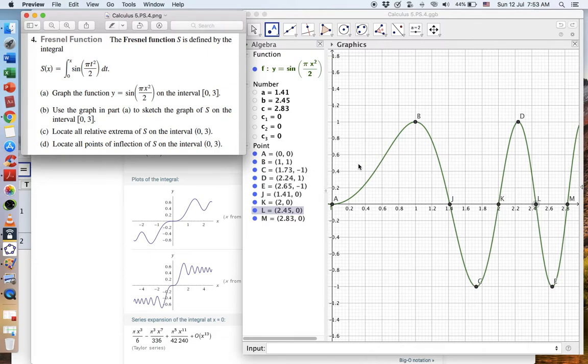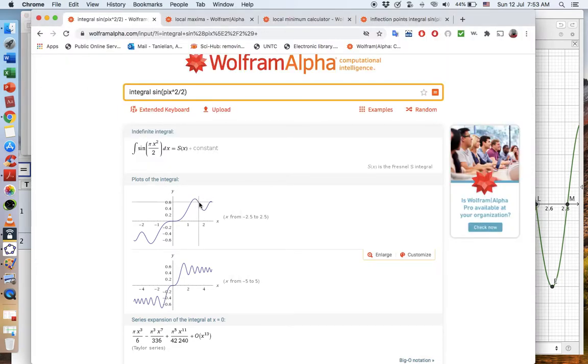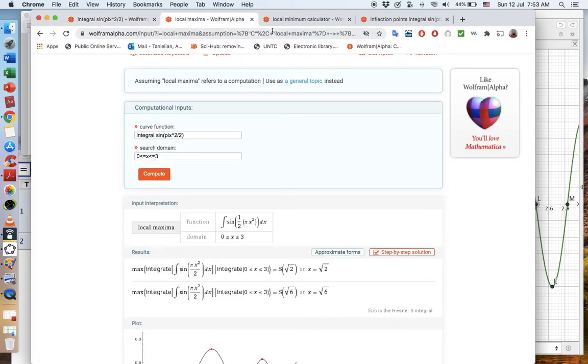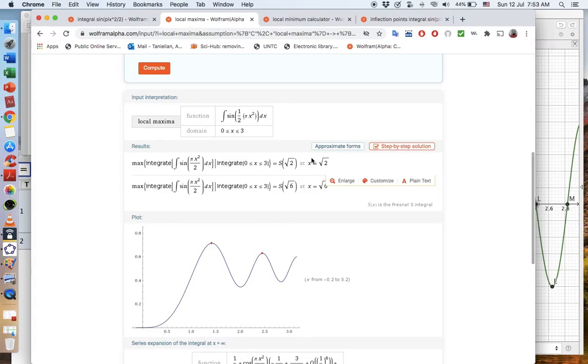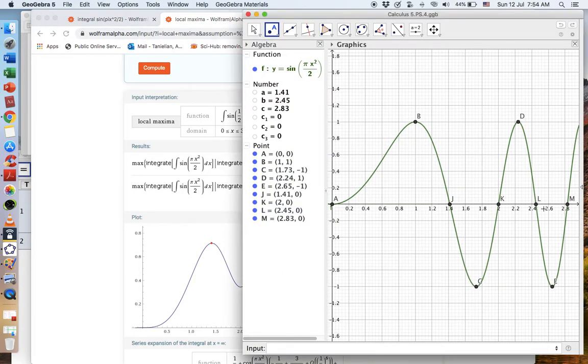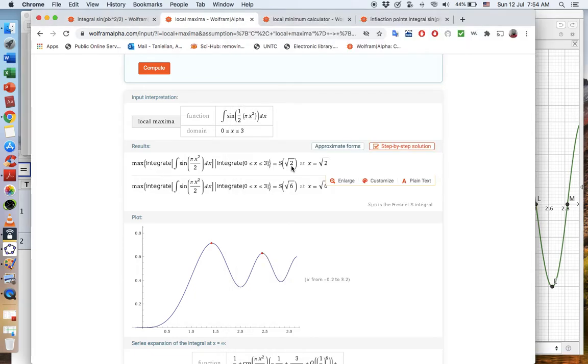The extrema are the peaks and troughs. That's these points here, the ups and downs, the peaks and valleys. And again, Wolfram has a calculator that will tell us the exact values here. So on the interval of 0 to 3, we've got 1.41 and 2.45, these two roots. And here it gives us the precise numerical value, and an irrational, or a surd, there is root 2.